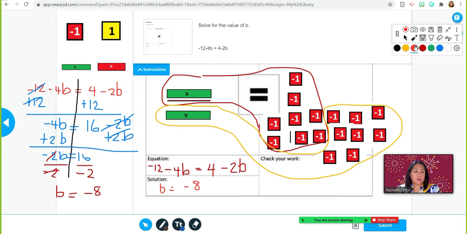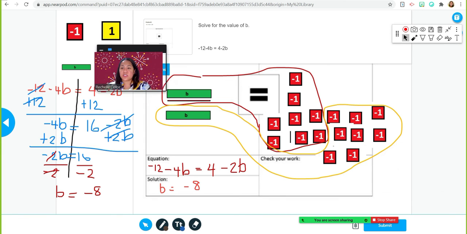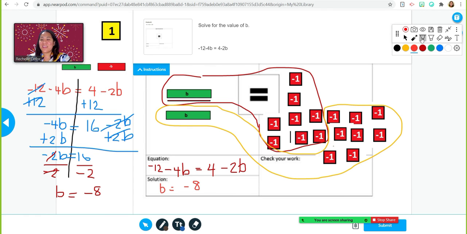Alright, so Ms. Delore, is your answer correct? Let's check, right? So let me move my face. So let's check here: negative 12 minus 4b is equivalent to 4 minus 2b, right? So you just need to plug in. So negative 12 minus 4 times negative 8 equals 4. I know it's tiny. Negative 2 times negative 8.